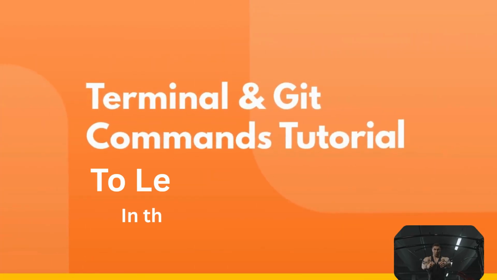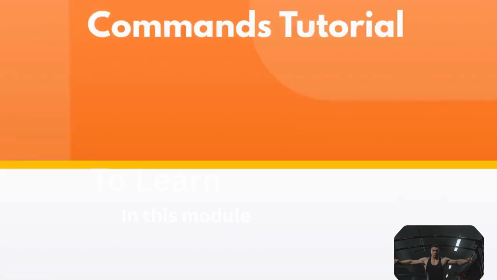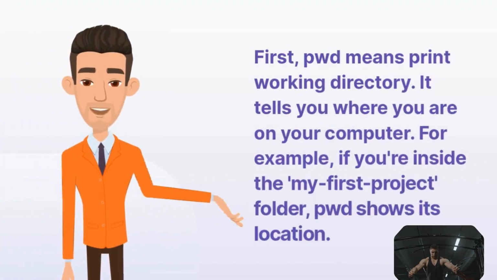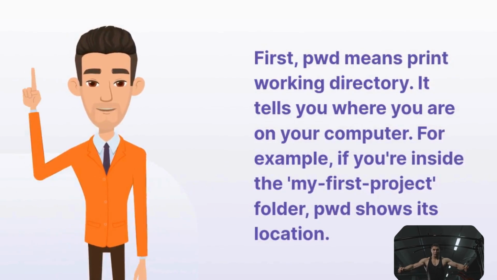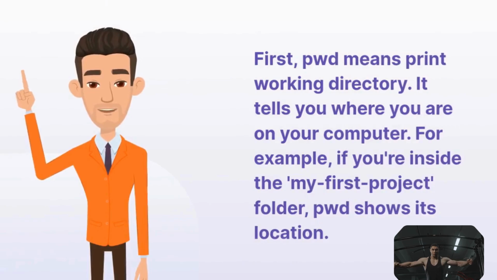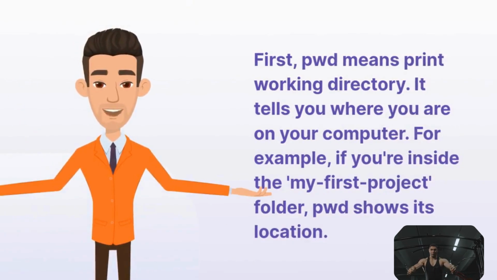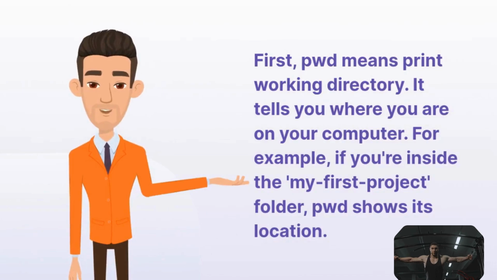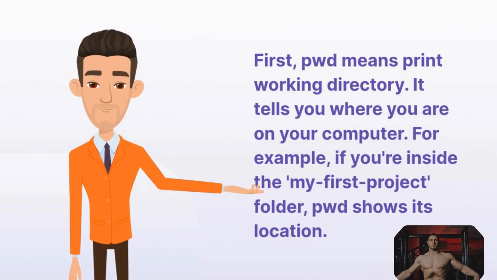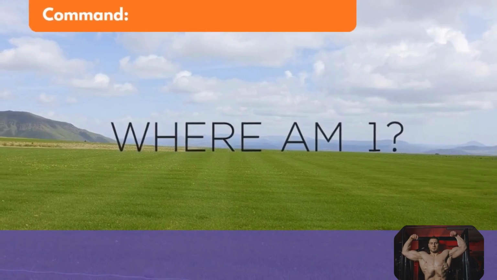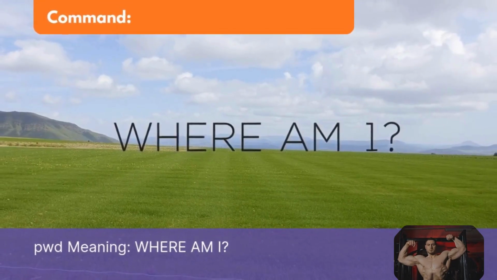Terminal and Git commands tutorial. First, pwd means print working directory. It tells you where you are on your computer. For example, if you are inside the My First Project folder, pwd shows its location. Command: pwd, meaning where am I.